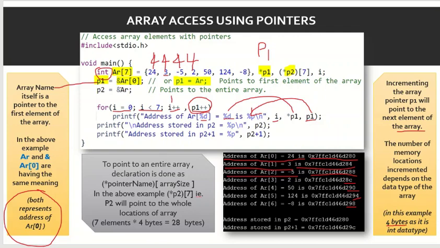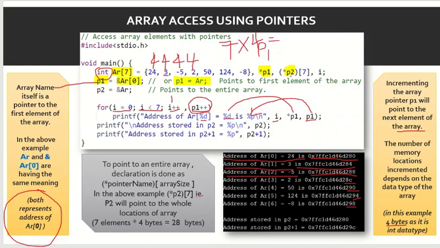That is, to point to the entire array, we can use a pointer. That means it will point to the whole locations of the array. The whole location of the array means it will be 1, 2, 3, 4, 5, 6, 7 into 4 bytes.